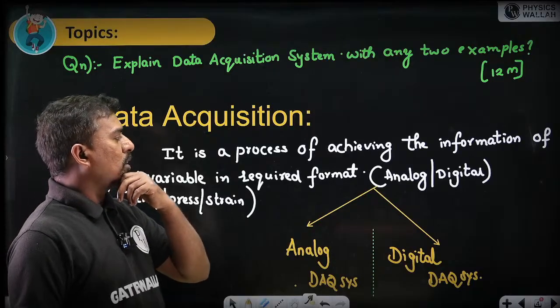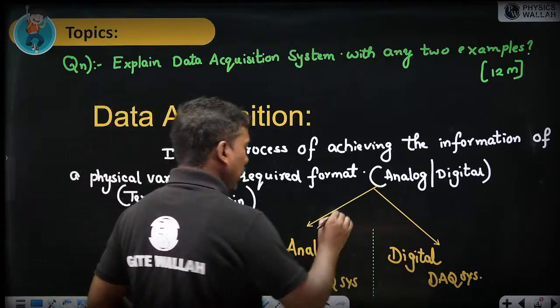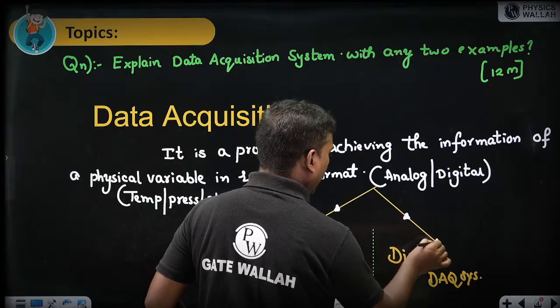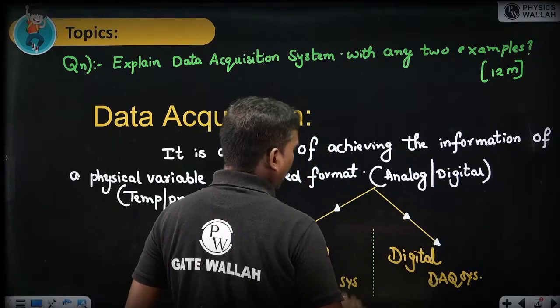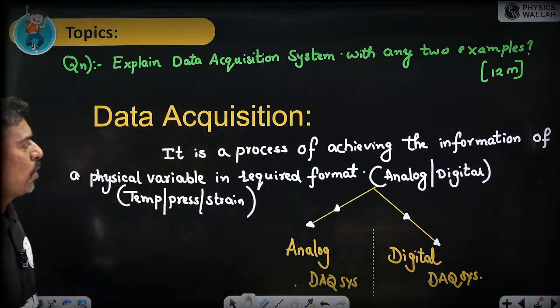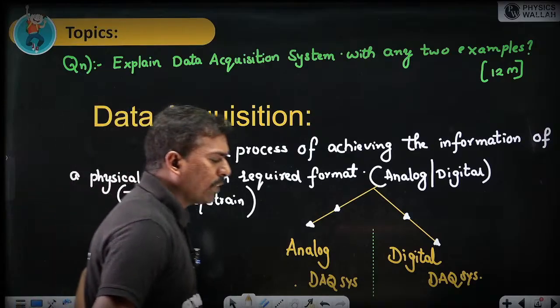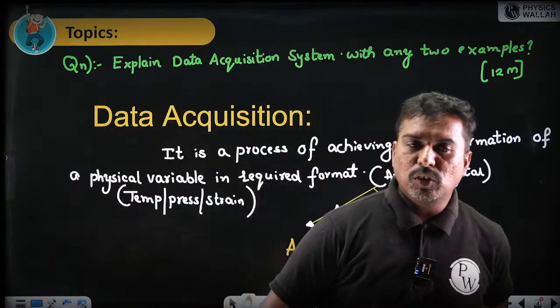It is a process of achieving the information of a physical variable in the required format, either analog or digital. If you are achieving it in a required format, then that is what we call data acquisition. There are two types of data acquisition systems: analog data acquisition systems and digital data acquisition systems.